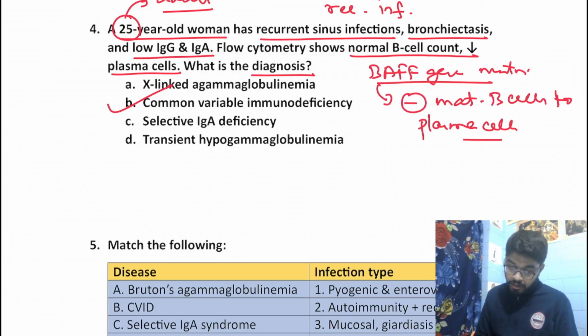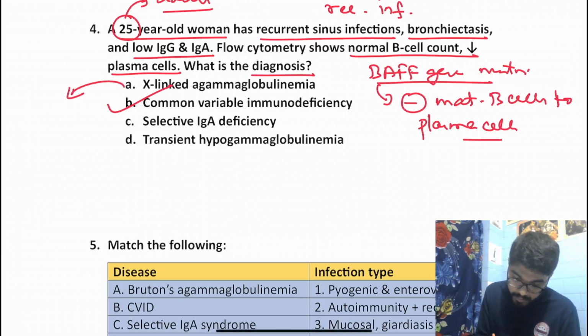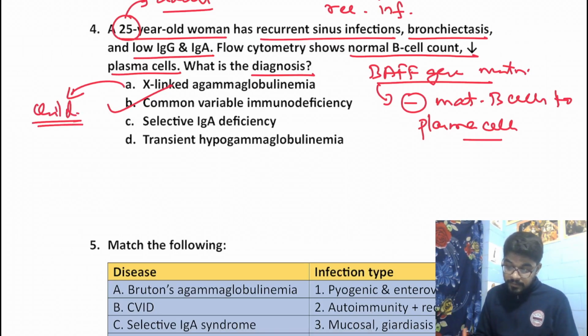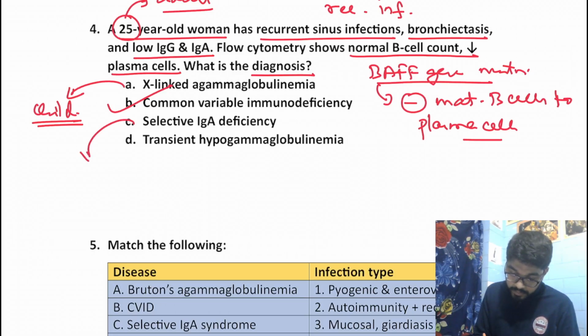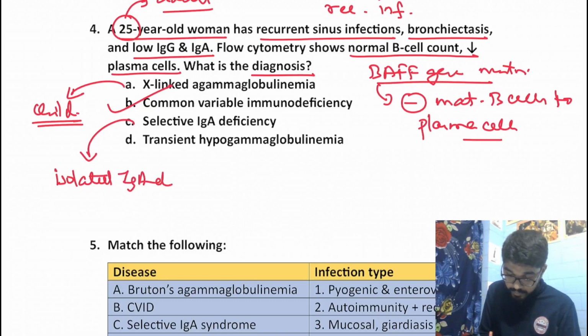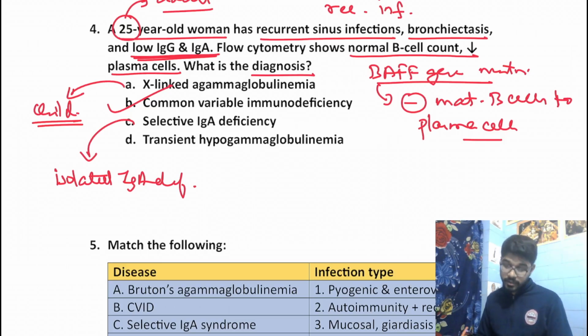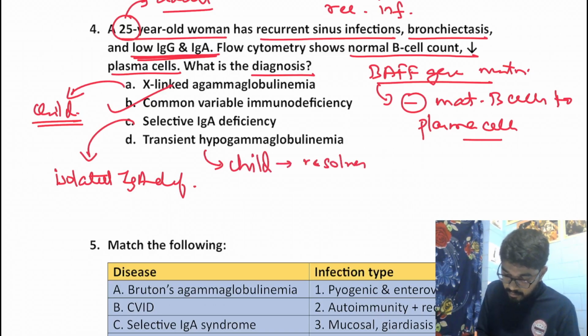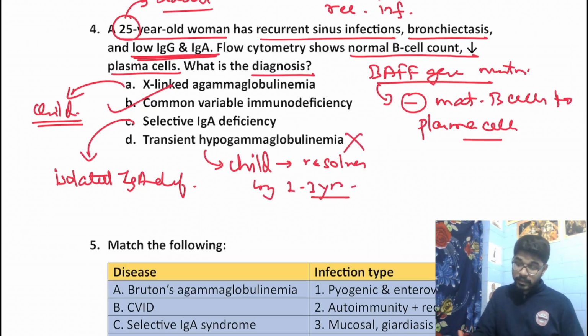Then if we look into the other options, X-linked agammaglobulinemia is seen in a child over the age of 6 months. Selective IgA deficiency, over here we would get isolated IgA deficiency, right? But in this question we get both IgG and IgA deficient. And transient hypogammaglobulinemia presents in a child and resolves by 2 to 3 years of age, right? Again, not an answer. Our answer would be B, CVID.